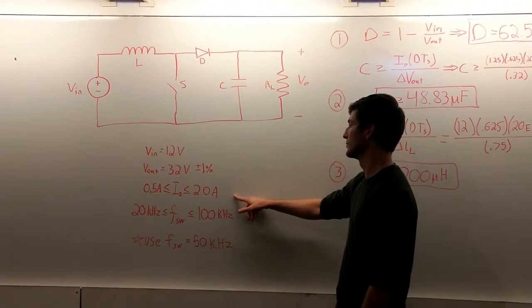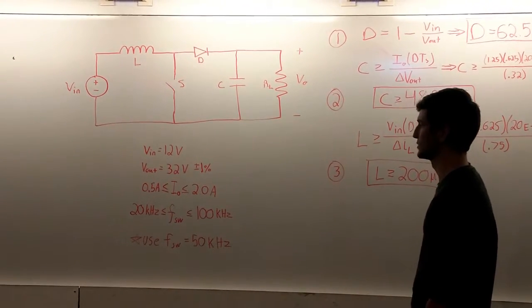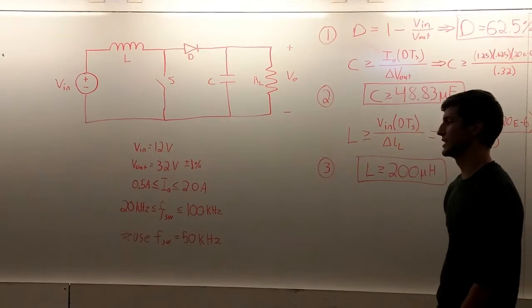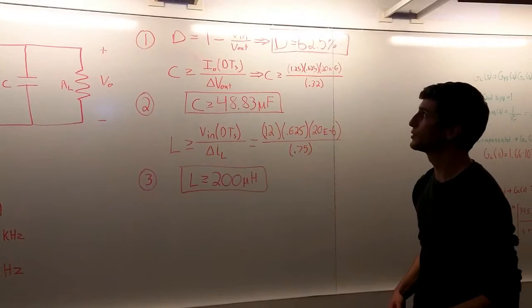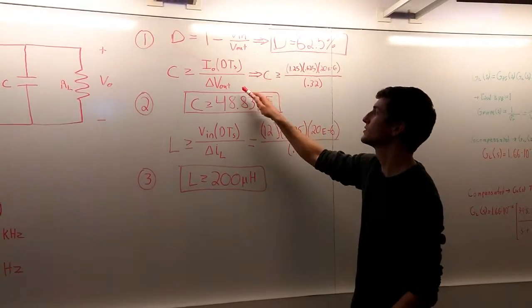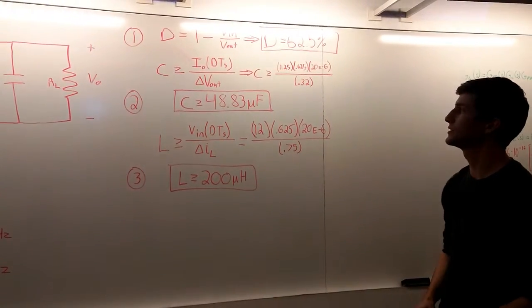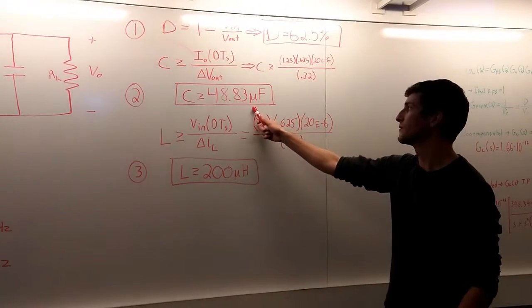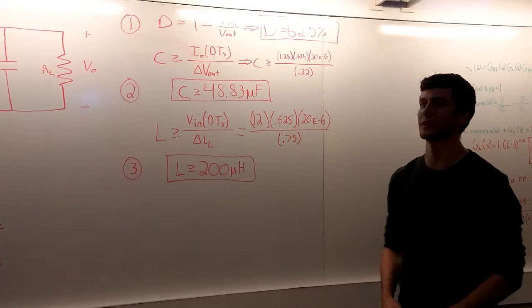The output current will be between 0.5 and 2 amps. Switching frequency needs to be between 20 kilohertz and 100 kilohertz, and we're going to choose 50 kilohertz for our switching frequency. With these parameters and these three equations, we're able to calculate the duty cycle to be approximately 62.5%, the capacitor value to be about 50 microfarads, and the inductor value to be 200 microhenries.